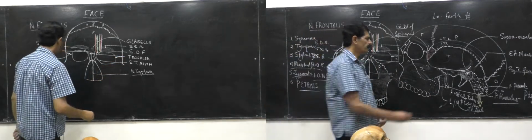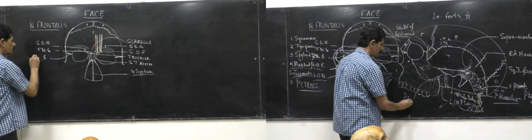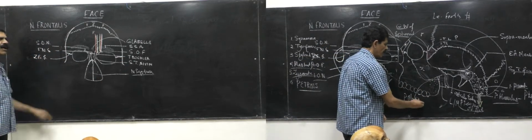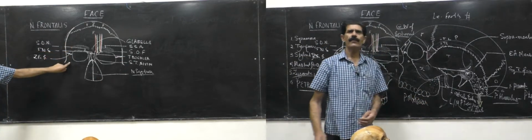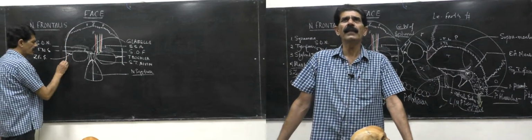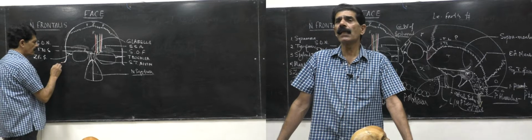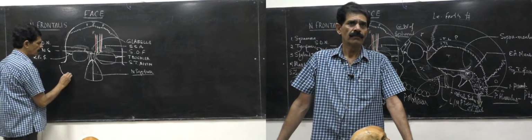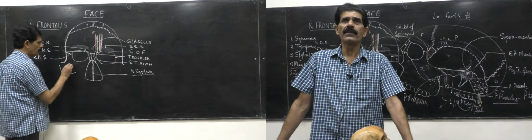Pterygomaxillary fissure is the meeting place of the infratemporal surface and the posterior surface of the maxilla. A very important structure is present in it, that is called the pterygopalatine or pterygomaxillary ganglion. Pterygomaxillary ganglion lies in it.